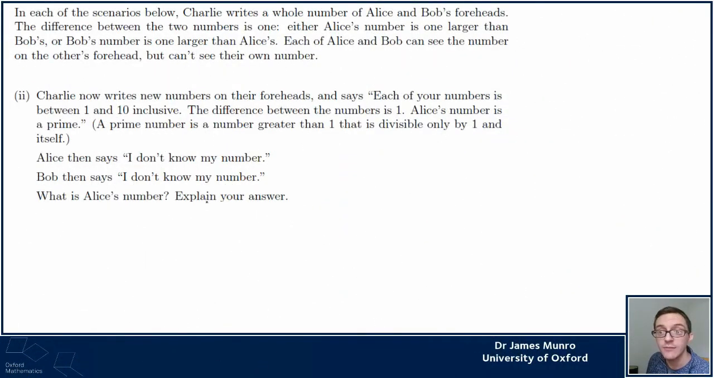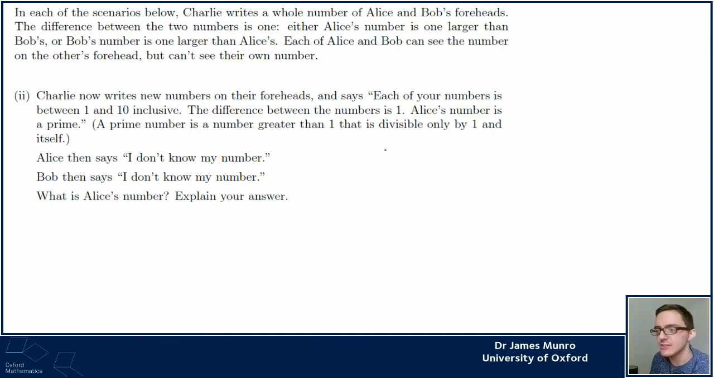Crucial point here: for the rest of the question, I think there's 2 more parts of the question, the numbers are going to be between 1 and 10. So the previous conclusion that we just had doesn't apply to parts 2 and 3. In part 1, the numbers could be anything. In parts 2 and 3, the numbers are between 1 and 10. Alice's number is a prime number, and then we've got a little reminder of what a prime number is.